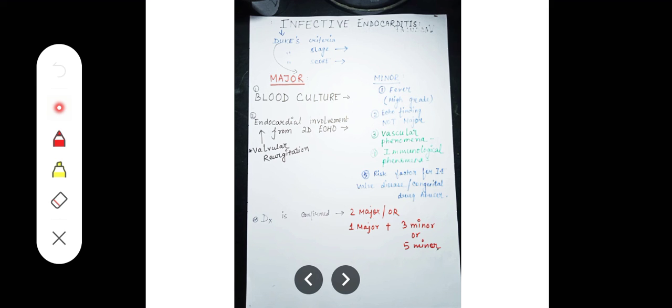Then we have two very important things, vascular phenomena and immunological phenomena. This will be discussed entirely in another slide, so let's keep it for that. Next we have risk factors for infective endocarditis: valve disease, that is congenital, and drug abusers. That is also considered a minor criteria, because in all those who are doing drug abuse, the chances of infective endocarditis are very common. That too, the tricuspid valves are involved. We all know this, right?